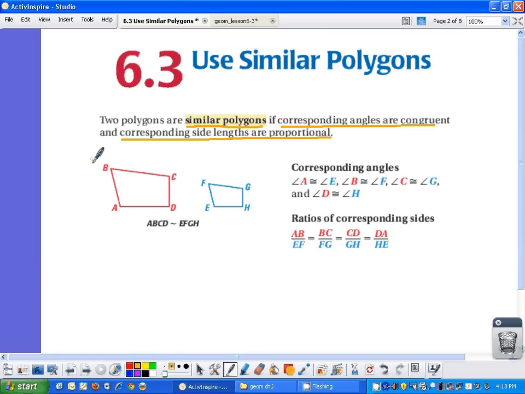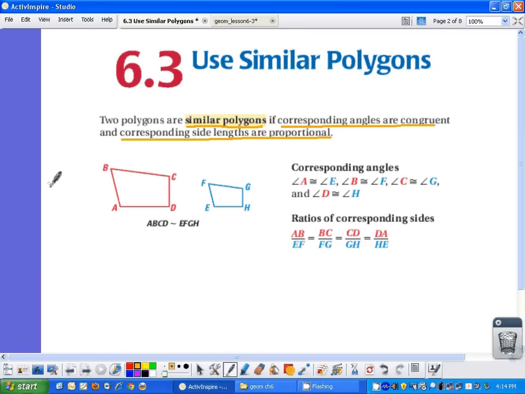Okay? This is a lot like our definition for congruent polygons, where the corresponding angles were also congruent, but this time corresponding side lengths, rather than being congruent, this time they're proportional, which means we're going to be able to write ratios and proportions of the corresponding sides.